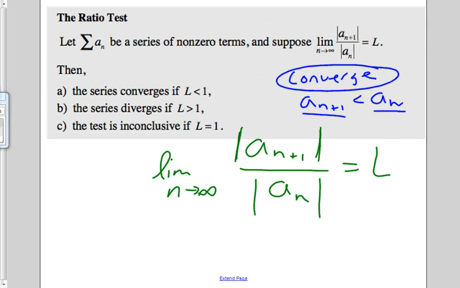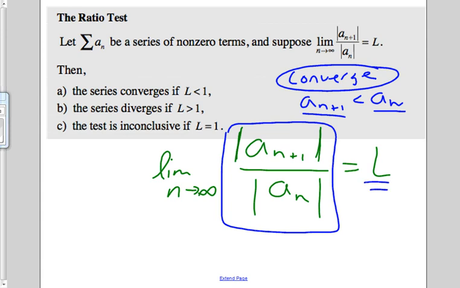So the idea is, if we look at the ratio right here, we have the absolute values because we're only looking at magnitude. If this number L is less than 1, that means that a to the n plus 1 is less than a to the n. Therefore, it converges. The series will diverge if L is greater than 1. If L is greater than 1, what that implies is that my n plus 1 term is bigger than my n term, which shows that it's growing, not converging.